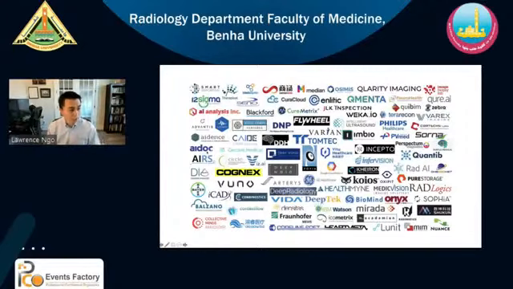quicker interpretation. Let me see if I can highlight here. So VisAI is another company I mentioned. They do a lot of algorithms, but they have a large vessel occlusion algorithm that helps to prioritize intervention.